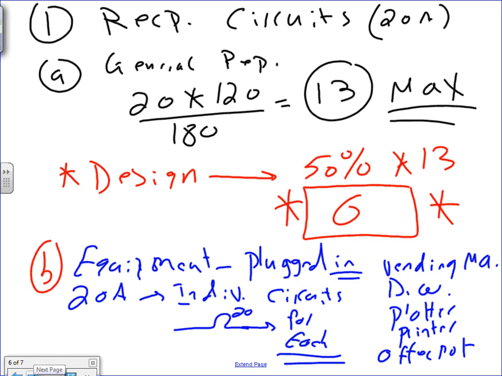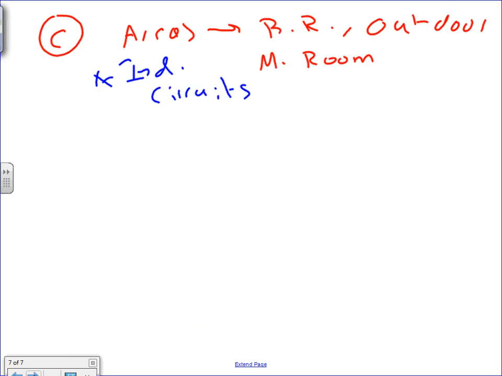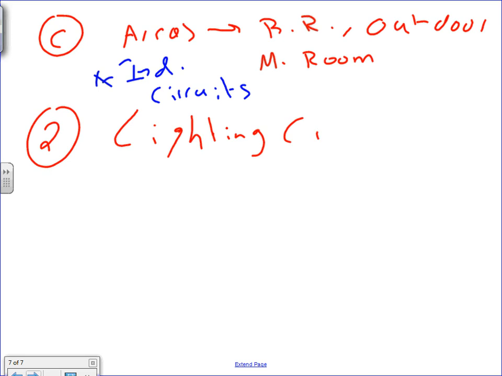Okay, so we had six receptacles per circuit and individual circuits and areas. These are the three things. Number two, lights. Lights are interesting. Number two, lighting circuits.